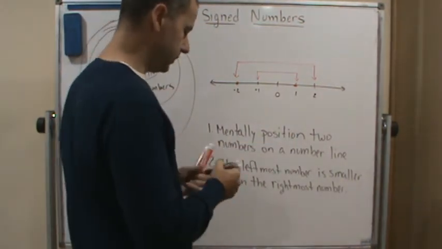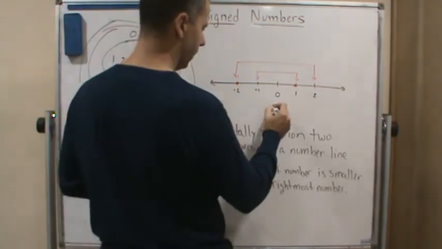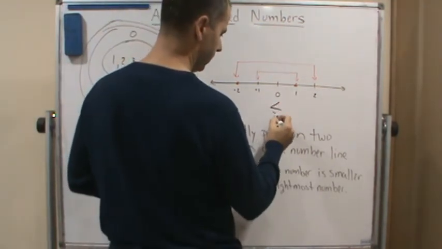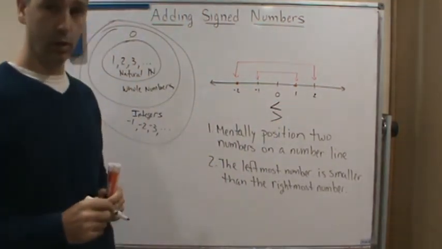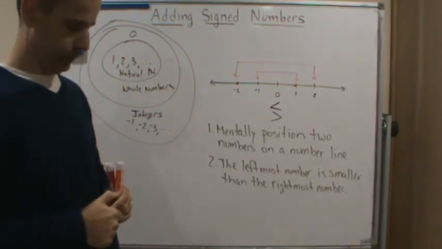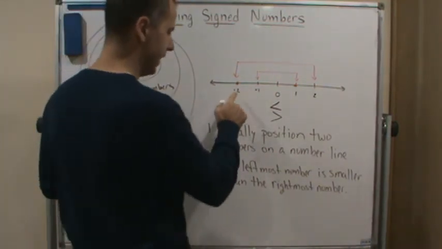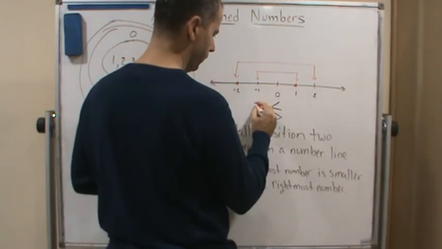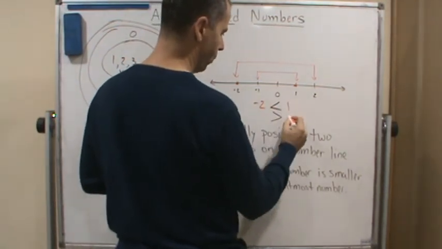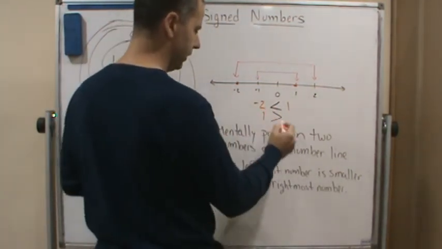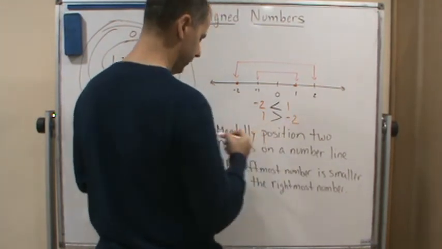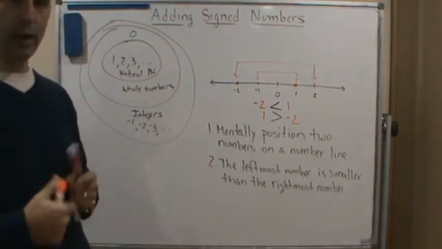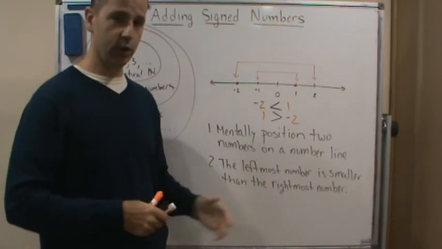And so this brings up the idea of using less than or greater than, the inequalities. So we could say that negative 2 is less than 1, or we can say 1 is greater than negative 2. So now, how do we determine which one to do?